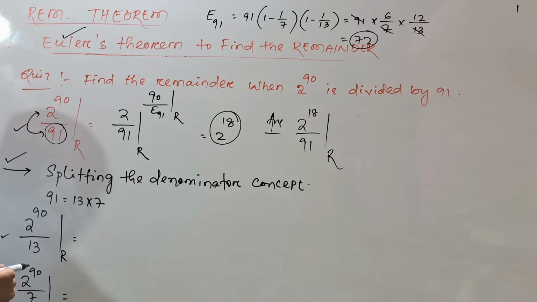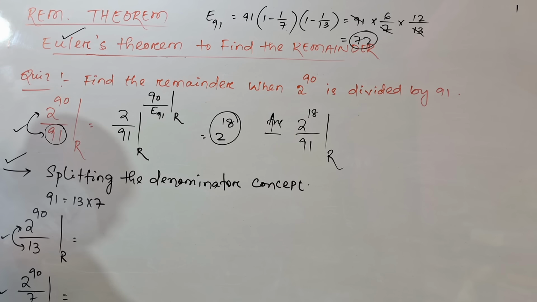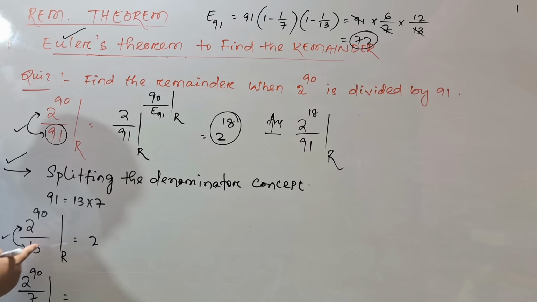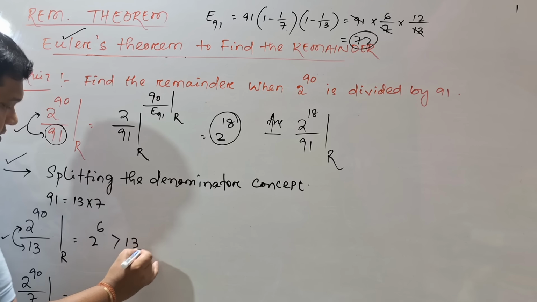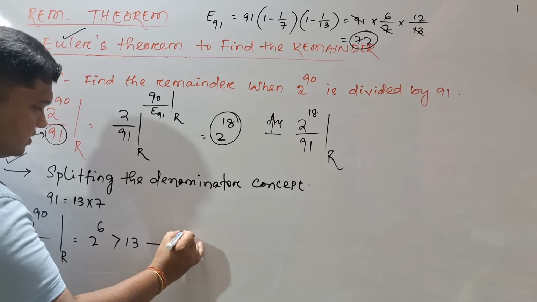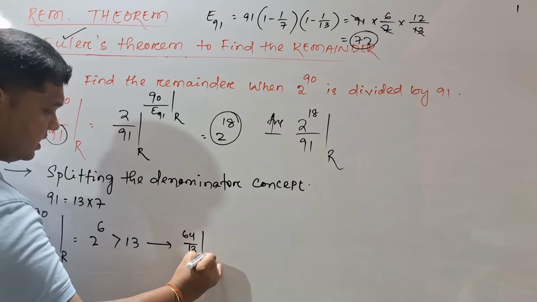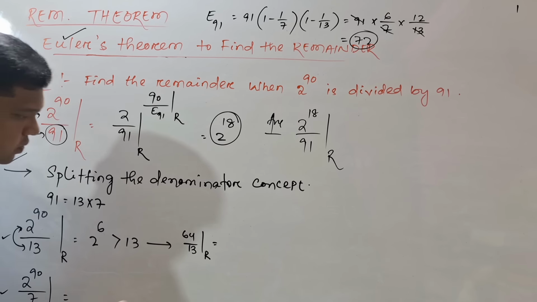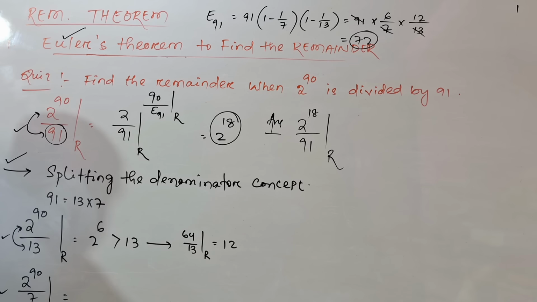When I apply Euler's theorem here, co-prime, so I can apply. So 2 by 13, directly I will write 2. Remainder is 2. 90 when it is divided by 12. Euler's number of 13 is 12. 12 means 84 is divisible. So here it is 6. So 2 to the power 6 is 64, which is greater than 13. So here answer is 64 when it is divided by 13. I will get 13 into 4, 52. Remainder is 12. Similarly, remainder is 12.